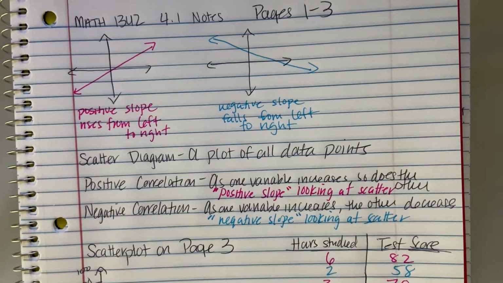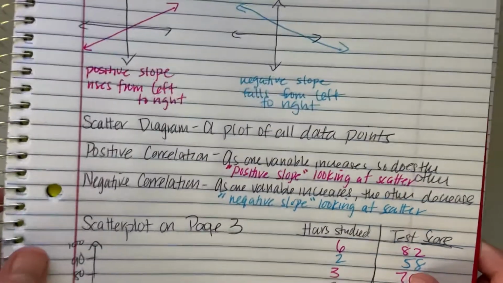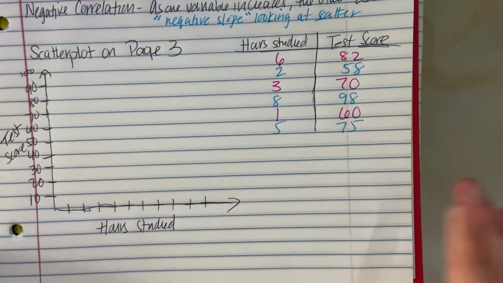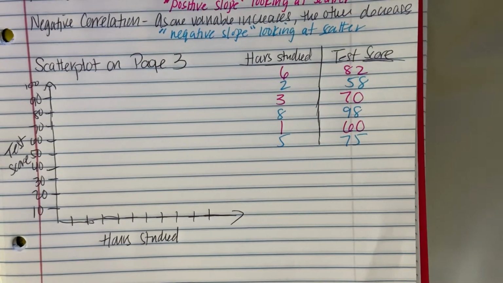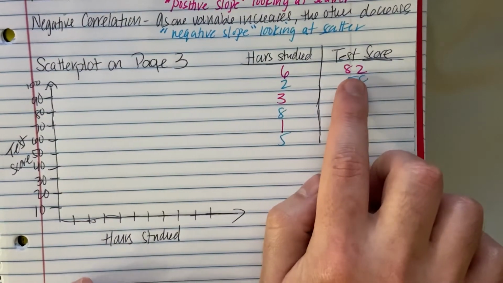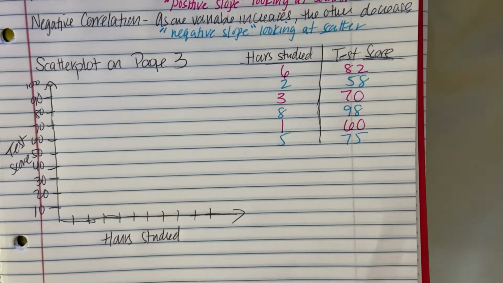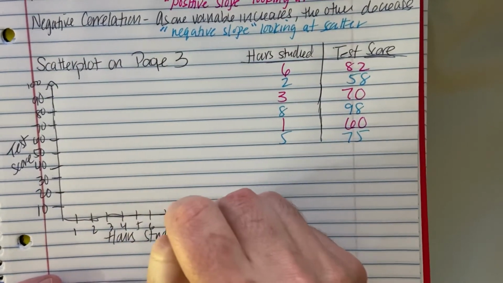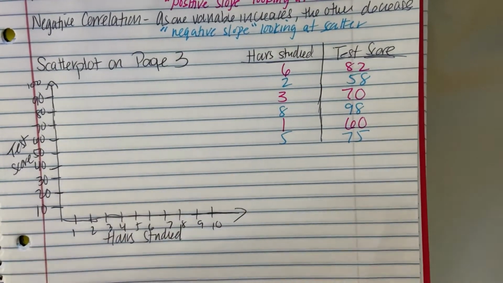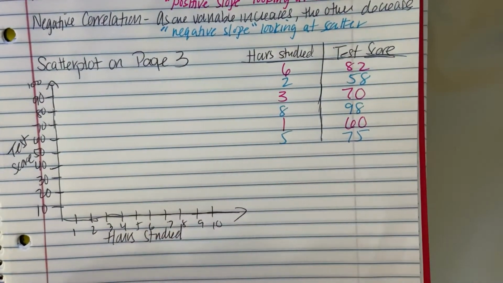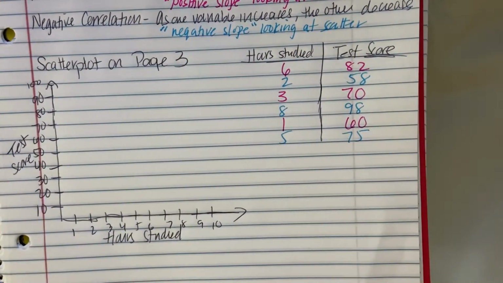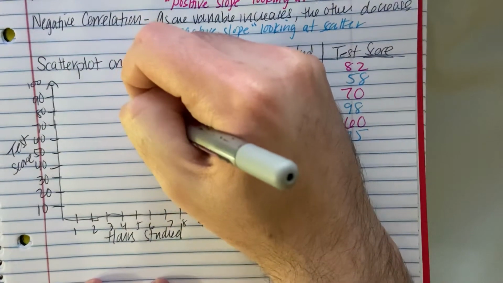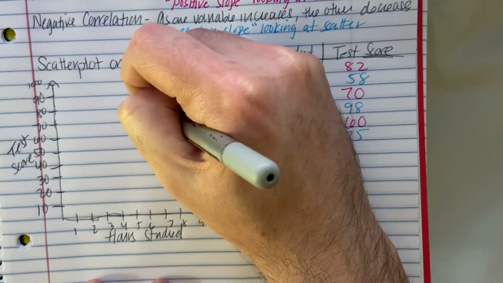It takes a chart of hours studied relative to test score. So all you have to do is plot all of the points. It says the person who studied 6 hours got an 82. So if we make sure that our graph is labeled properly, then we go over to the 6 and go up to where 82 would be, and we plot the point. So 6 up at 82, it's about here.